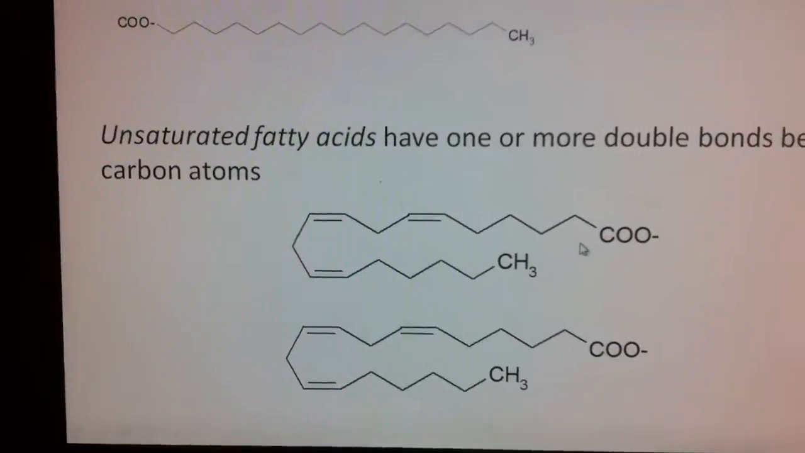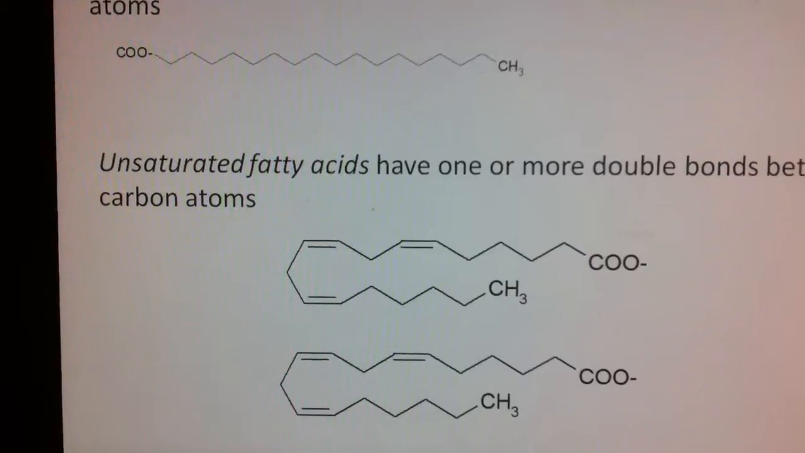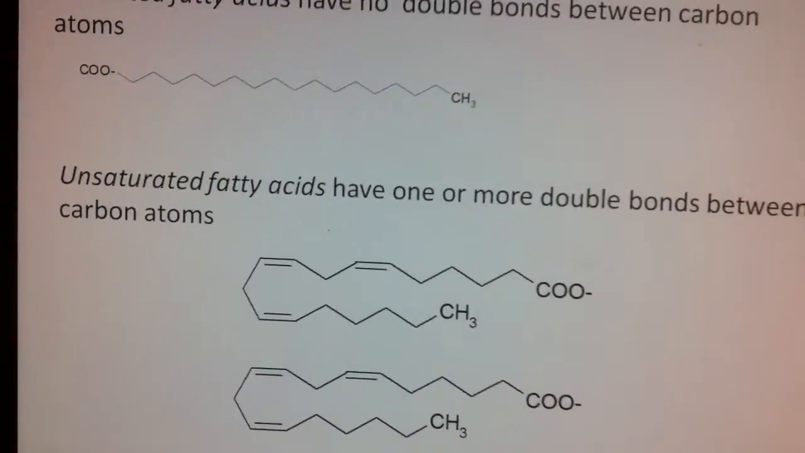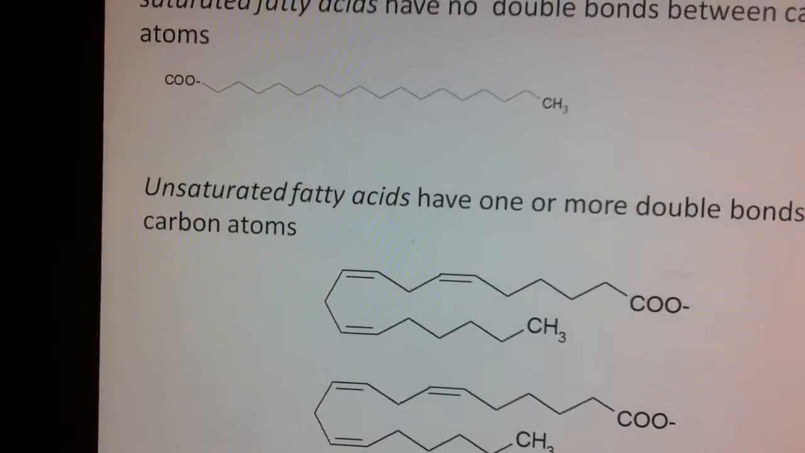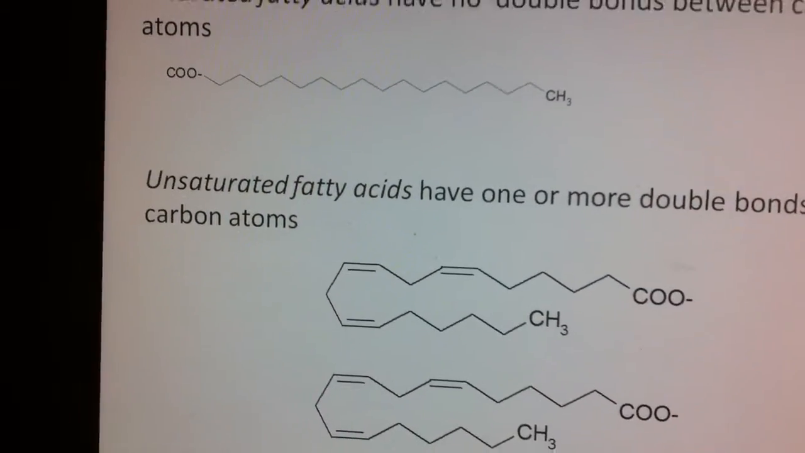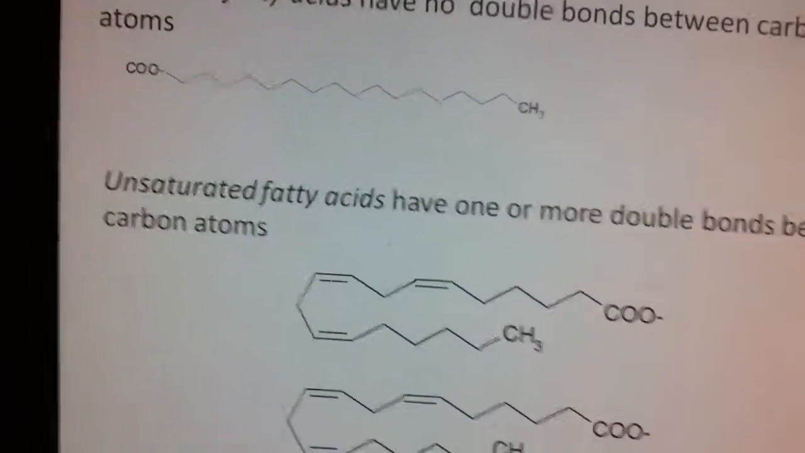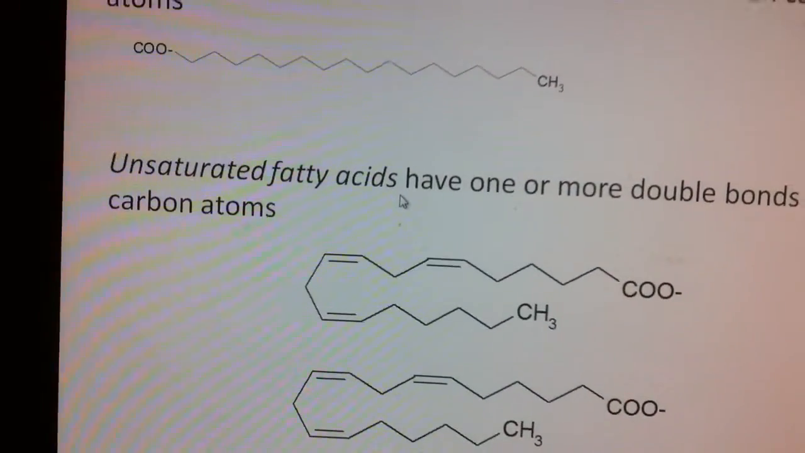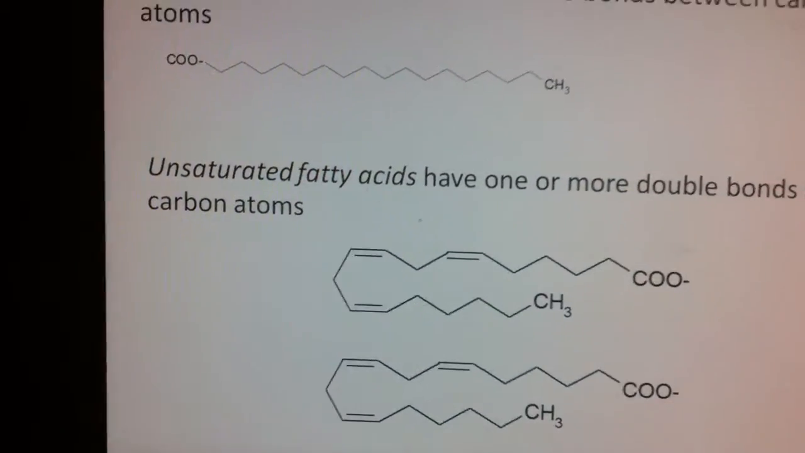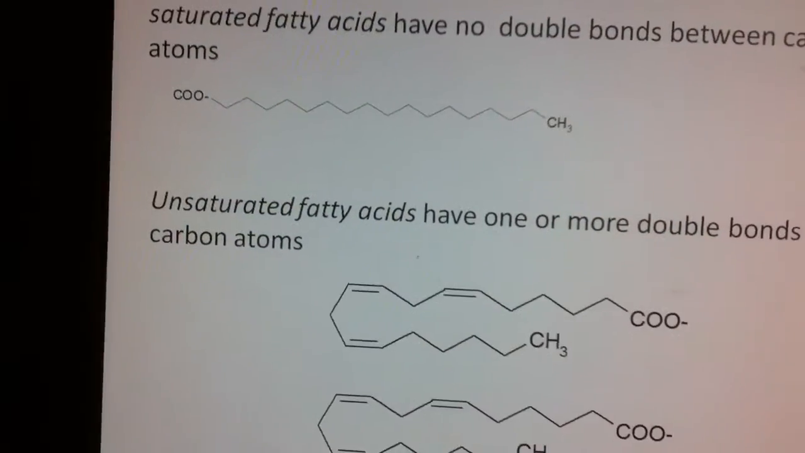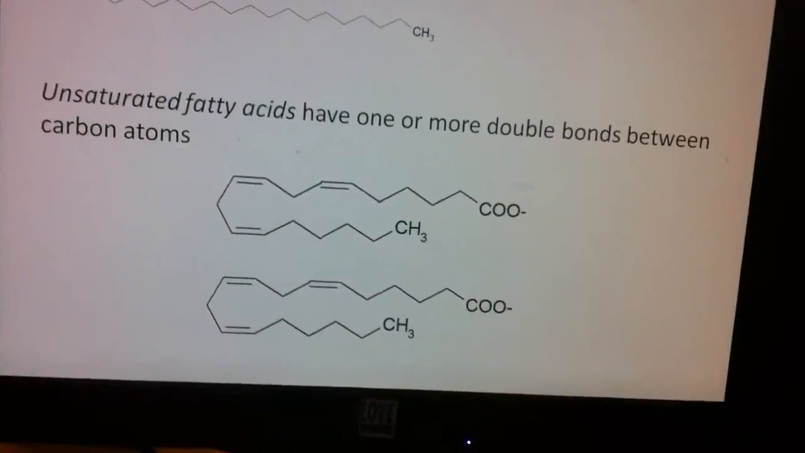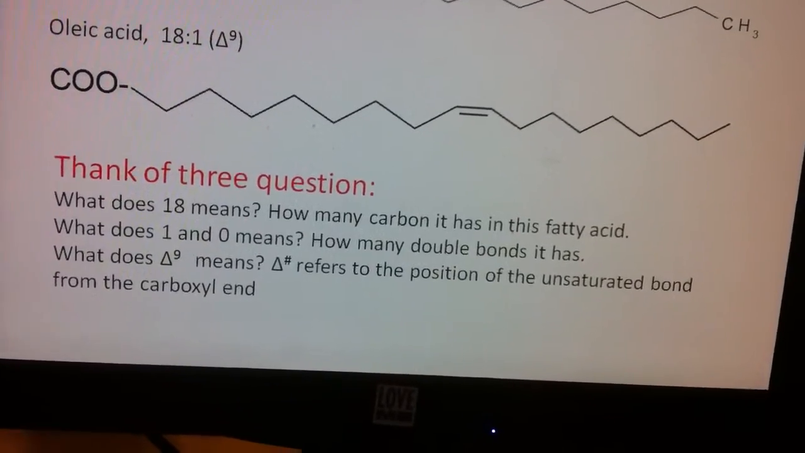If the fatty acid has only one double bond, we call it monounsaturated fatty acid. If it contains more than one double bond, we call it polyunsaturated fatty acid. Okay, so pretty simple. It's pretty simple now, right? Any confusion? Any questions by now? Okay, so let's move to the next part.